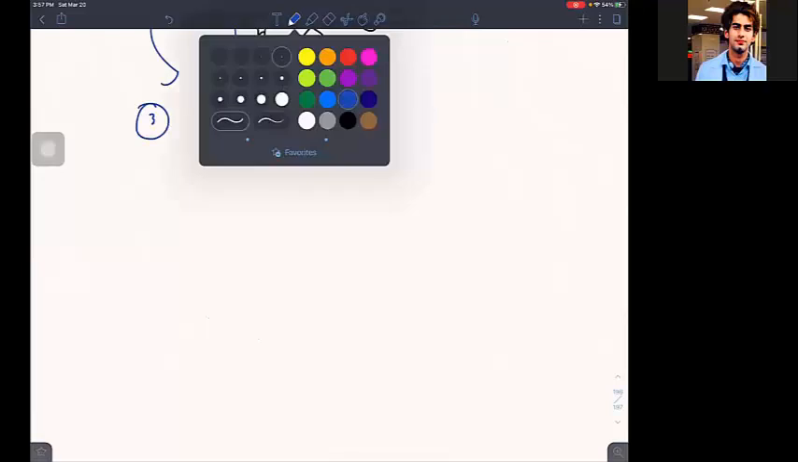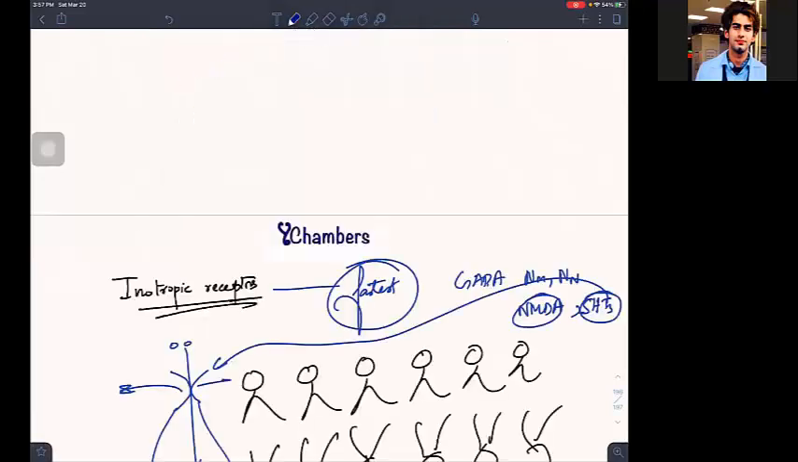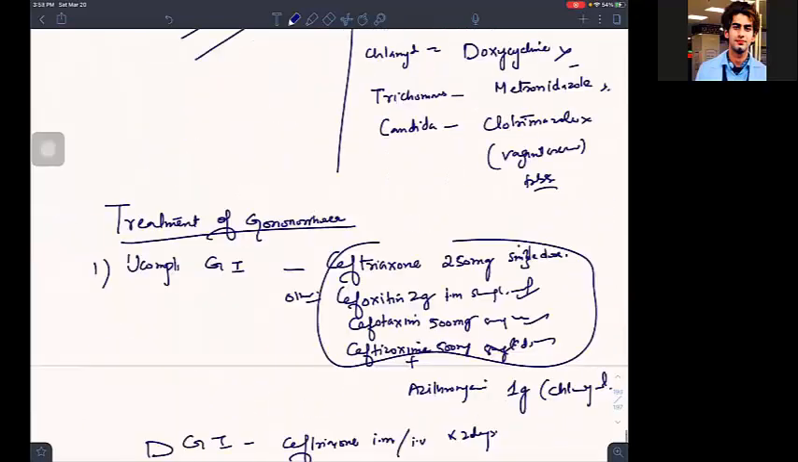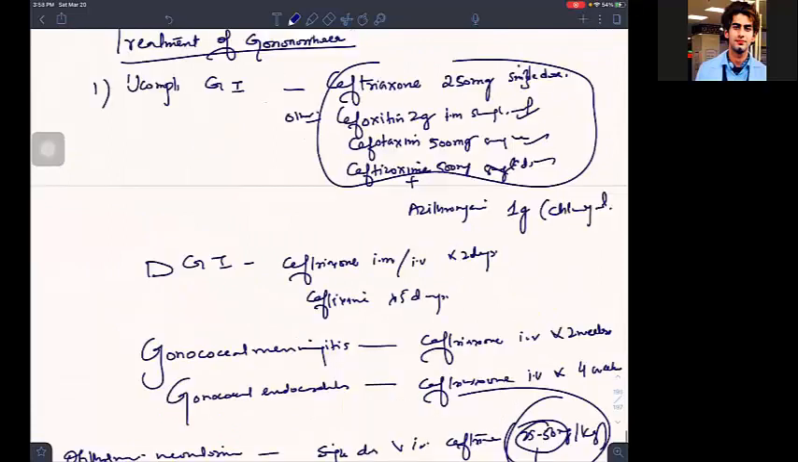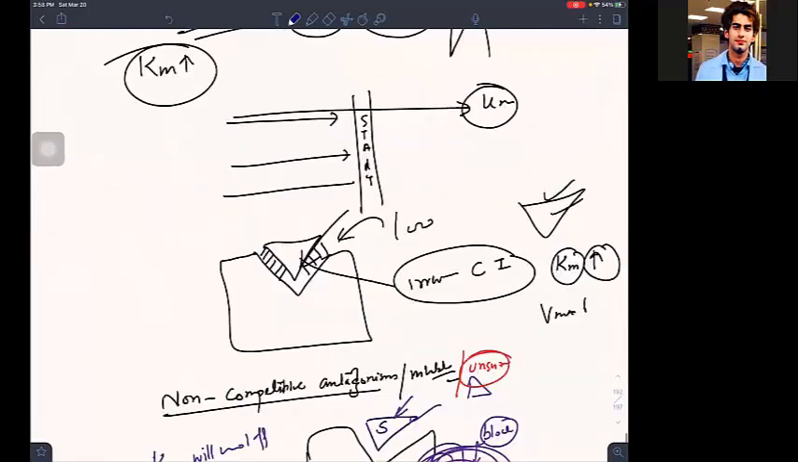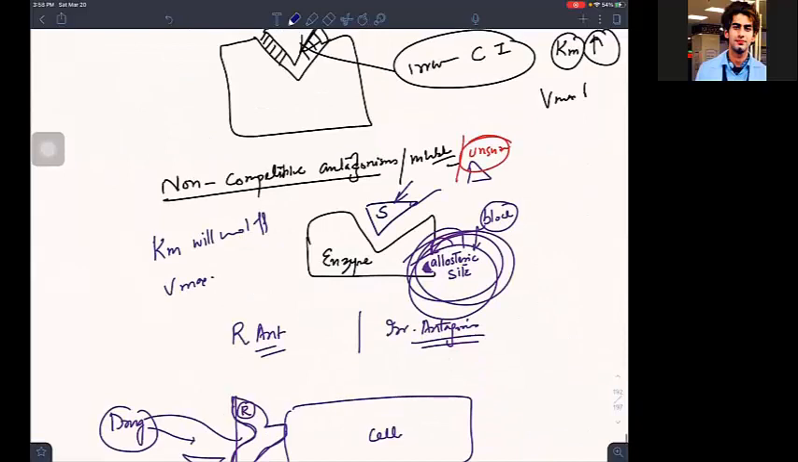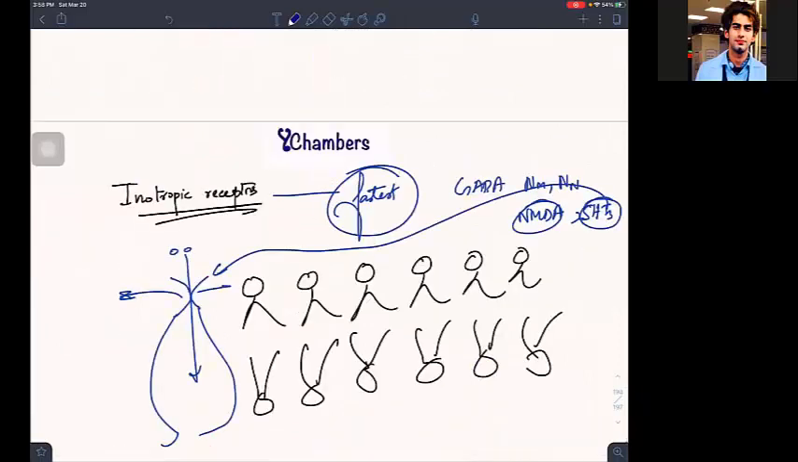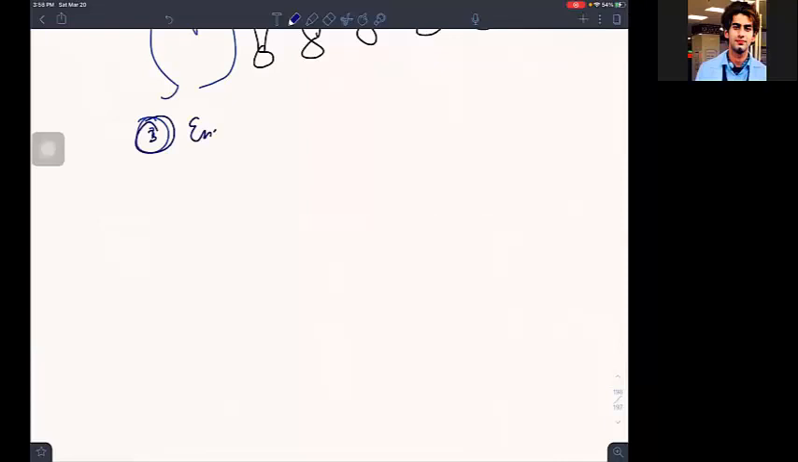Third receptor, what did we write above? It's very much important to understand this topic, really. Third one is the enzymatic receptor. Let us talk about enzymatic receptor. The name itself is telling us this receptor should have two sides. One side will be the extracellular side, another side will be the intracellular side.